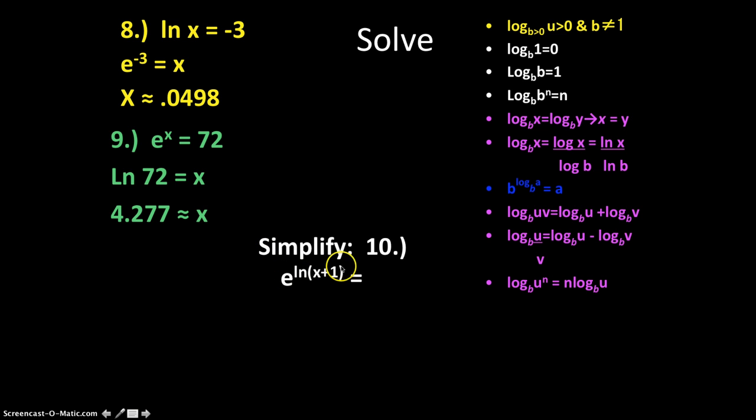Another one, simplify e to the power natural log base e of x plus 1. That fits in here with this rule right here where you have a base b raised to the log with a base b of a, and the solution is a. In this case, then it's a very easy solution because the answer is x plus 1.